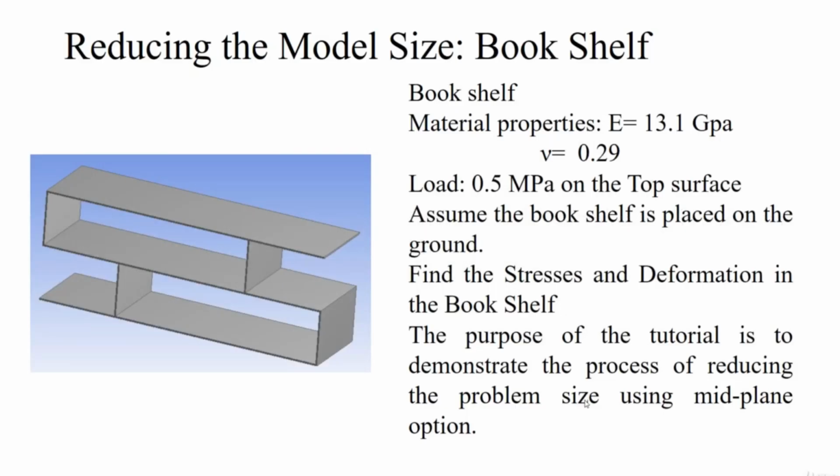In this particular problem, we are going to take a bookshelf, a simple model of a bookshelf, prepared with a material of Young's modulus 13.1 GPa and a Poisson's ratio of 0.29, and we assume a load of 0.5 MPa was applied on the top surface, and that this bookshelf is placed on the ground. So we need to find the stresses and deformation, and the purpose of this tutorial is to demonstrate the process of reducing the problem from 3D to 2D using the mid-plane option for such planar surface objects. Thank you.